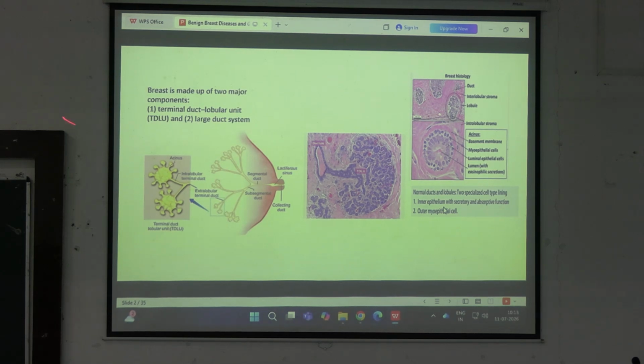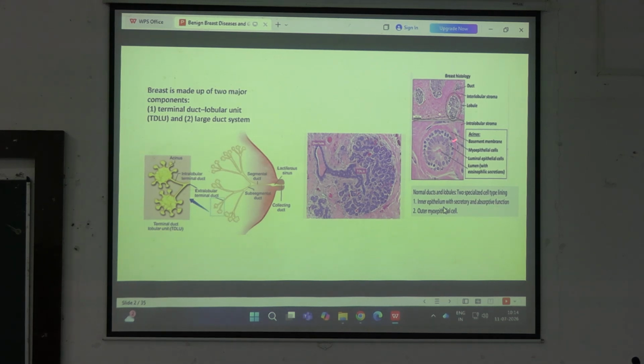So this is the least minute unit, which is known as the TDLU or the terminal duct lobular unit. It consists of a lobule, which means this is a lobule. It will have many minute acini. Each one, this is an acini, and multiple acini will form a lobule. And from these lobules, everything will get collected into a duct. These are the acini. This small one is an acini, and this is the histological picture.